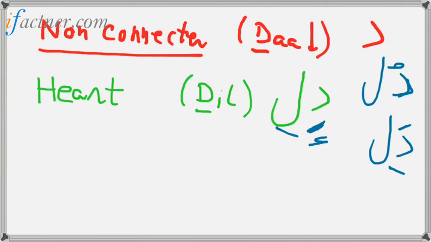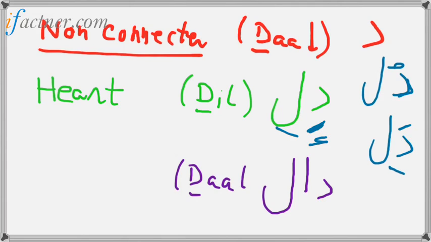Similarly, there is another word dal, dal, alif, lam. The character is dal and the word is also dal. Dal means pulses, the ones which we eat.